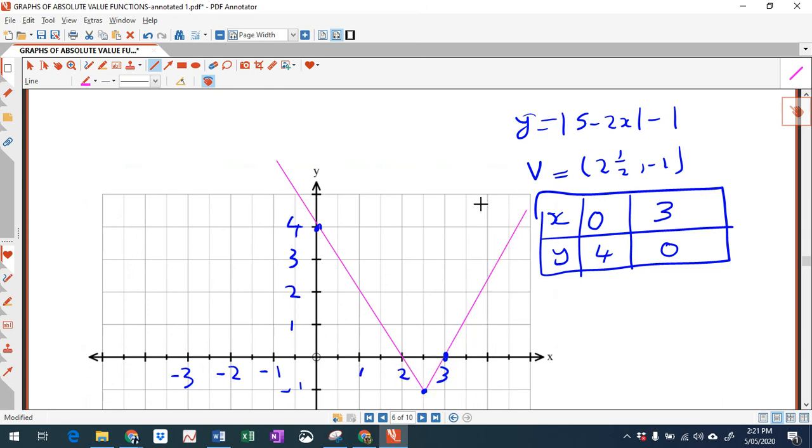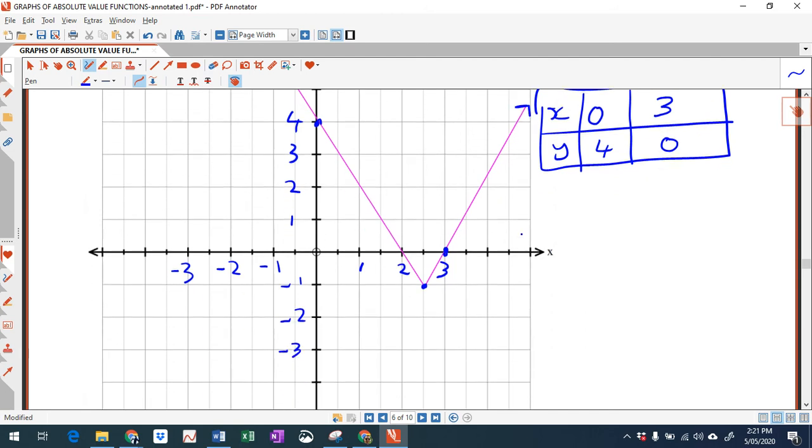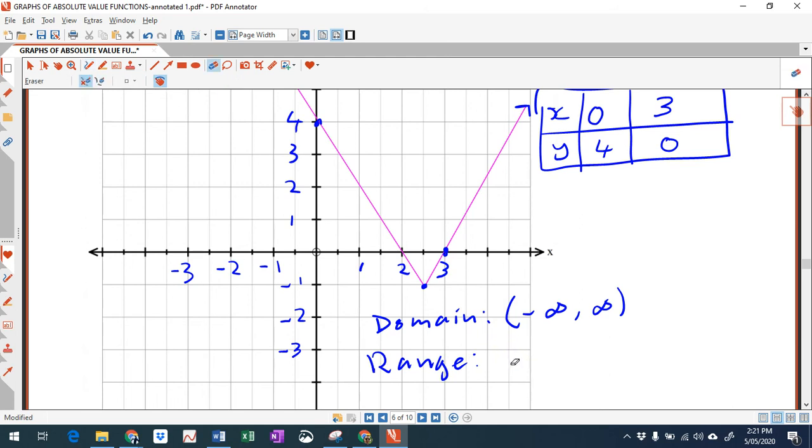Now this method's important because when you're asked to find the domain and range, a quick sketch will help you do that. All right, now what is the domain and range for this function? Okay, so the domain, well, just like all the other ones, all real x, and the range, you can see that it starts at negative 1. So actually we need to have a square bracket there. And it goes up to infinity.